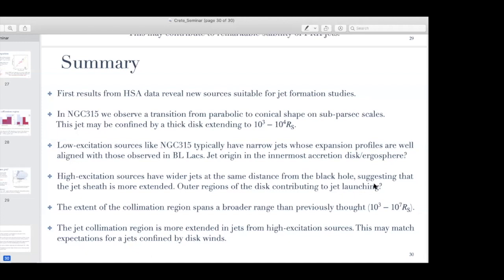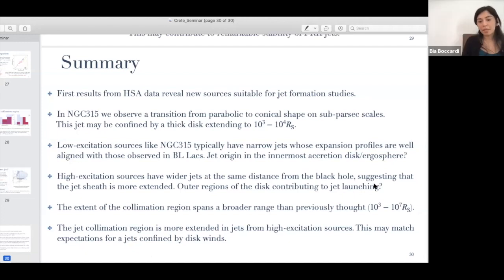Is this work published already? Yes, it's in press. It's about to be published in A&A. Okay, thank you.